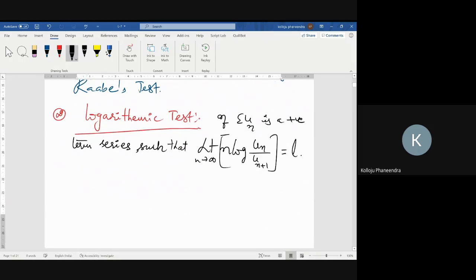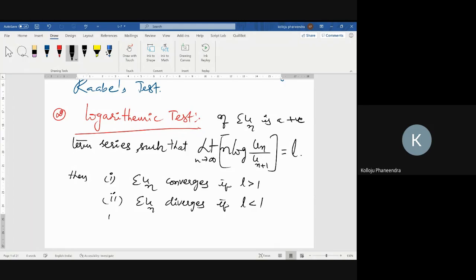Then the series, first point same: sigma un converges if L greater than 1. Second, sigma un diverges if L less than 1. And third, the test fails if L equal to 1.